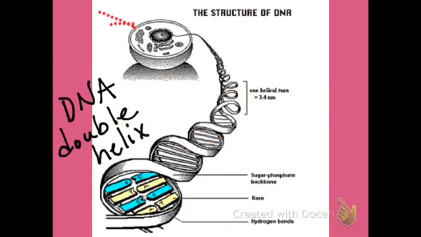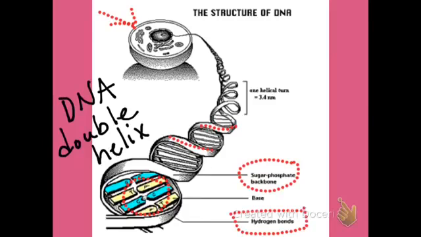This cell is a eukaryotic cell. The DNA is confined to the nucleus. Here in this diagram, the DNA is strung out and you can see the twisted ladder shape. Notice the sugar phosphate backbone and the bases in the center. The bases are joined together by weak hydrogen bonds. The order of the bases makes up the genetic code.